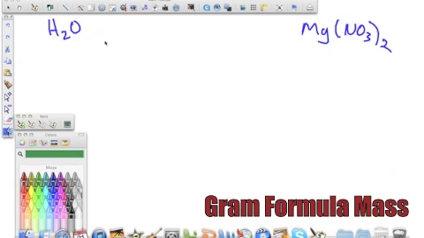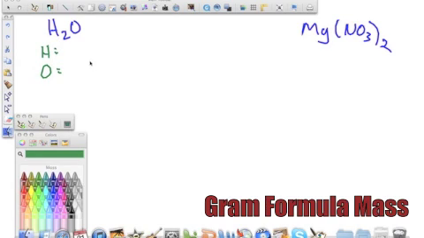Alright guys, we're going to work 2 gram formula mass problems here. We're going to have water and magnesium nitrate. I just picked these two out. They're not really from anything, but we're going to do the gram formula mass form. Now, on the first step on gram formula mass is first just writing down everything that we have. We know that in water we have hydrogen and we have oxygen.